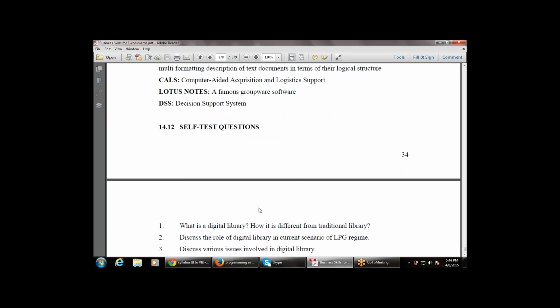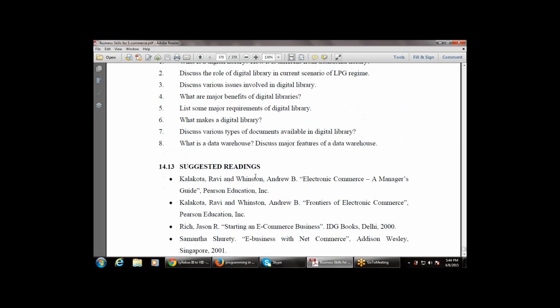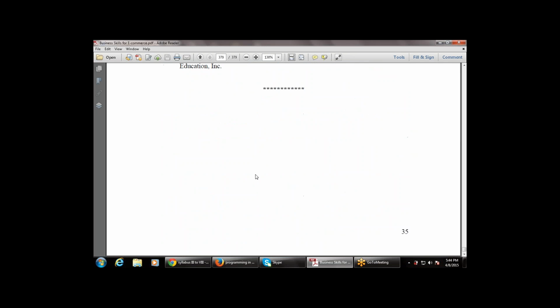And then there are the self-test or self-assessment questions. First of all, what are digital libraries, and how are they different from traditional libraries? What is the role of digital libraries, what are the various issues and challenges, and what are the various benefits of digital libraries? What makes a digital library, that is, what are the various requirements of digital libraries, and what are the various types of documents available in digital libraries? Then warehouse and the features of a warehouse.